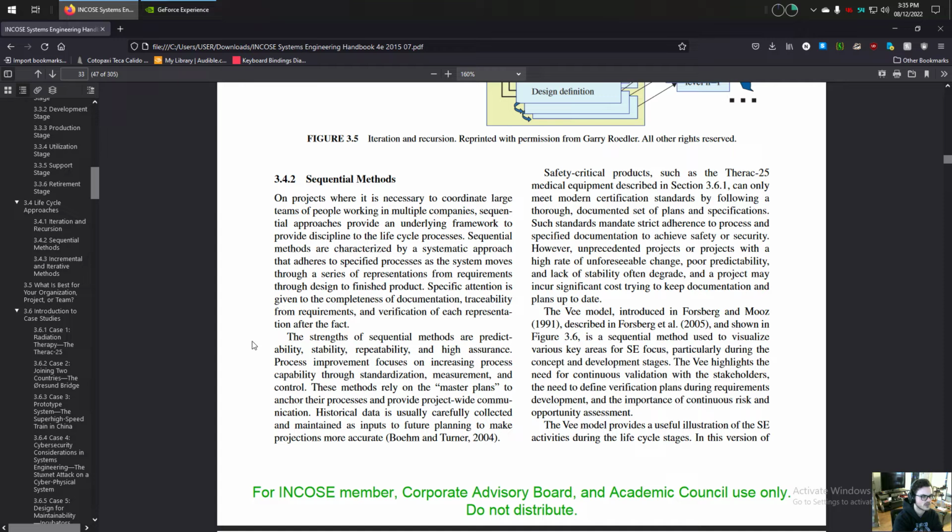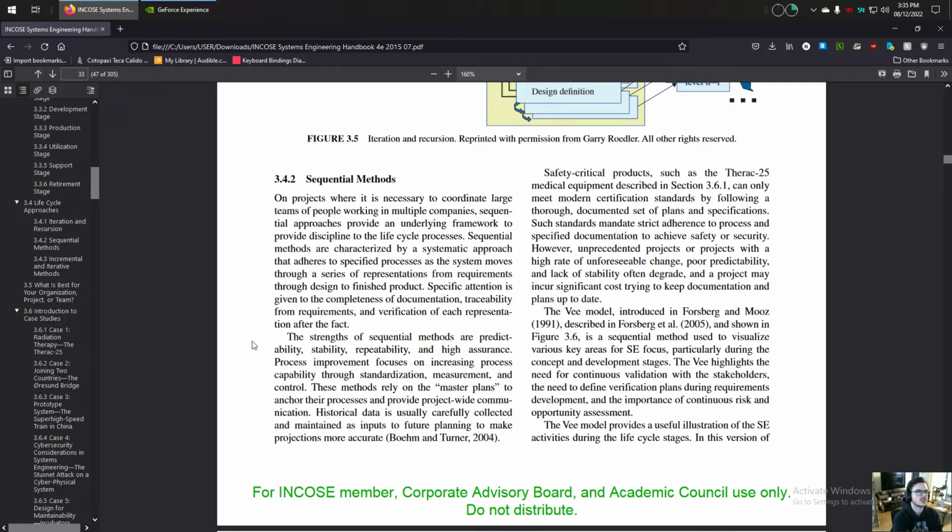The strengths of sequential methods are predictability, stability, repeatability, and high assurance. Process improvement focuses on increasing process capability through standardization, measurement, and control. These methods rely on the master plans to anchor their processes and provide project-wide communication. Historical data is usually carefully collected and maintained as inputs to future planning to make projections more accurate.